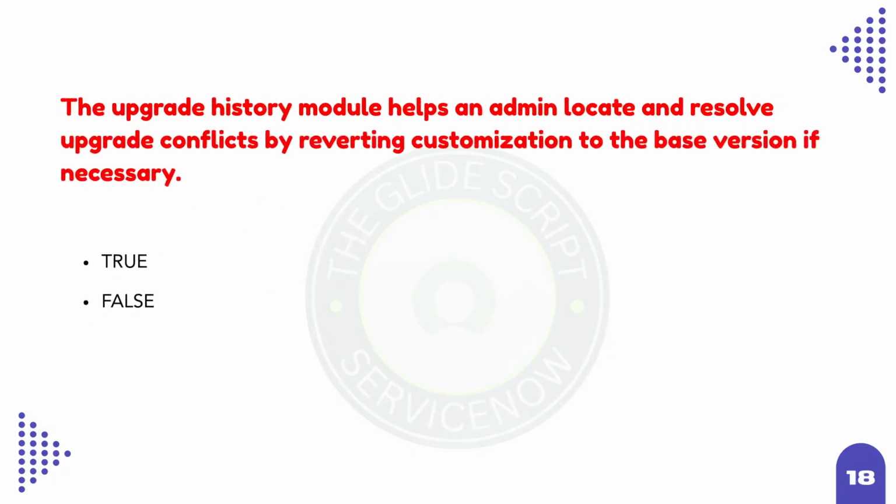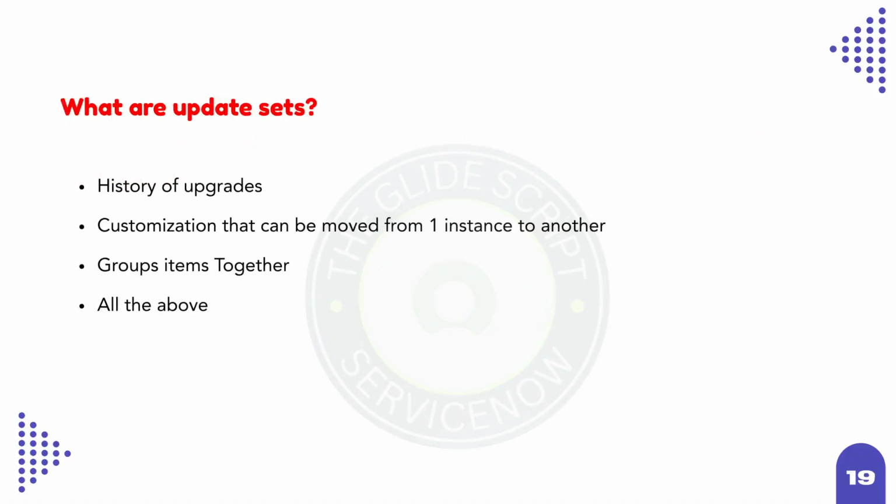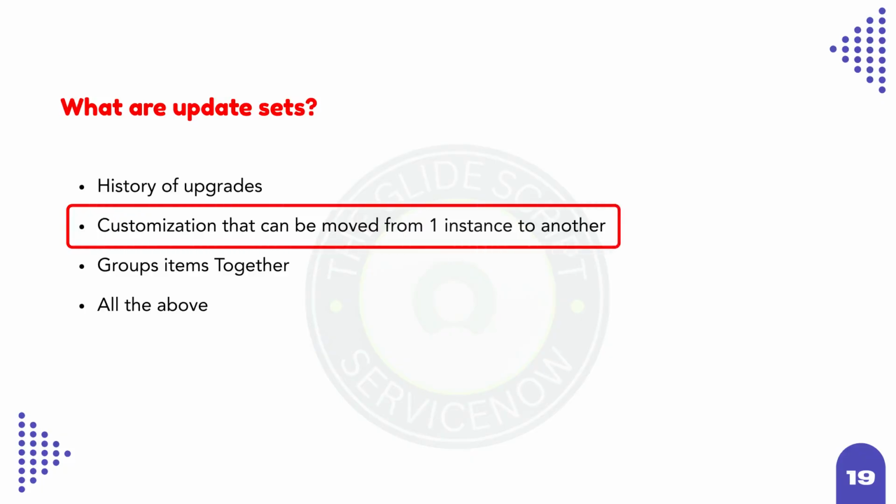Next question is, the upgrade history module helps an admin locate and resolve upgrade conflicts by reverting customization to the base version if necessary. Is it a true or false statement? And it is a true statement. True is the correct option. Next question is, what are update sets? And the correct option is customization that can be moved from one instance to another. So option number 2 is the correct one.